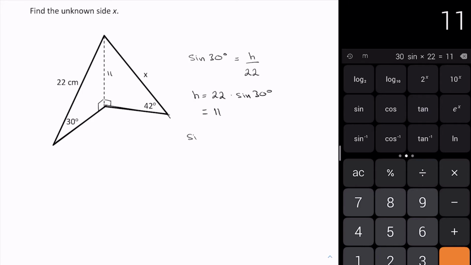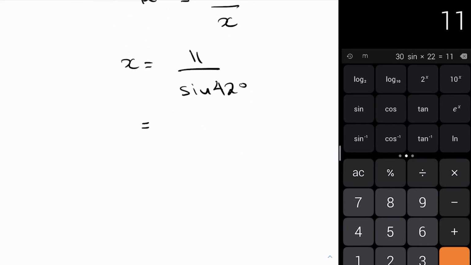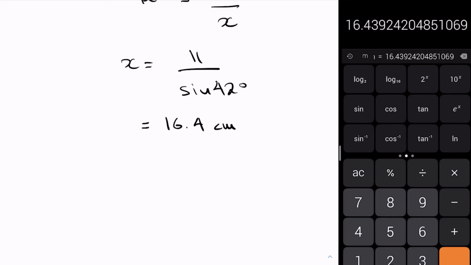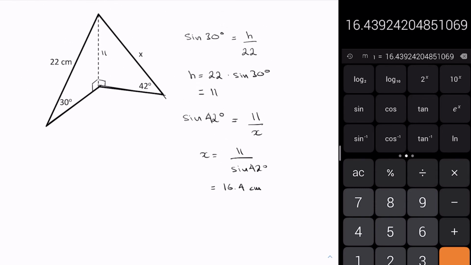I can use sine again, sine of 42 equals 11 over x, which is my hypotenuse. And if I rearrange for that, I get x equals 11 over sine 42 degrees, which, let me do the math here. So 11 divided by sine 42 equals 16.4, and that is centimeters. So there you have it.